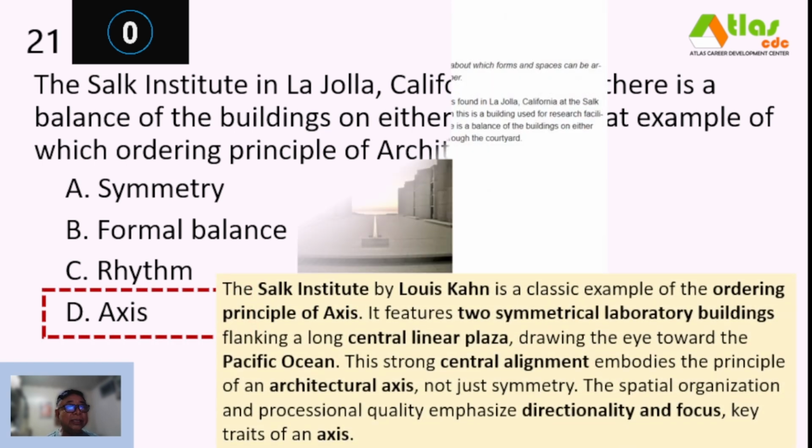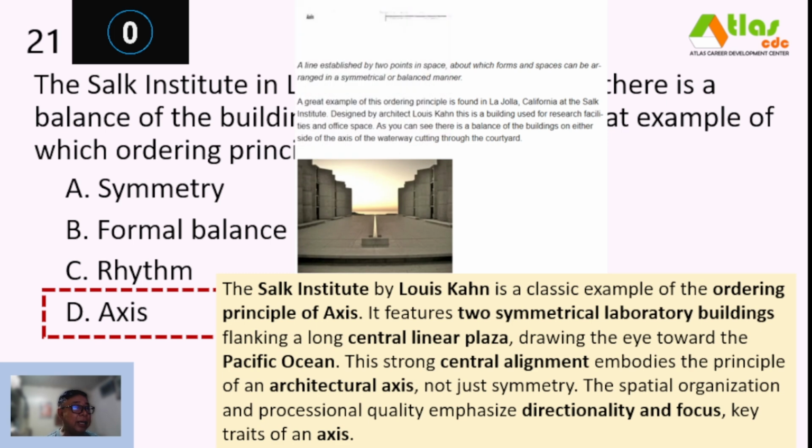So the Salk Institute by Louis Kahn is a classic example of the ordering principle of axis. It features two symmetrical laboratory buildings flanking a long central linear plaza, drawing the eye toward the Pacific Ocean. This strong central alignment embodies the principle of an architectural axis, not just symmetry. The spatial organization and processional quality emphasize directionality and focus. These are key traits of an axis.